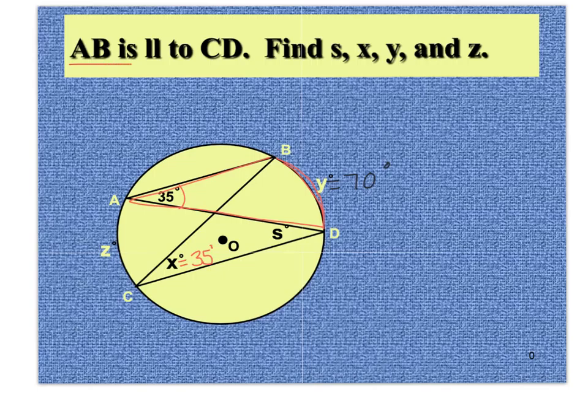And since it says that AB is parallel to CD, that means the arcs in between them are congruent. I already found that Y was equal to 70 degrees, so I can assume that Z has a value of 70 degrees as well. And the last thing that I can find at this moment in time is S. So angle S is an inscribed angle. I see the vertex on the circle that intercepts arc AC, which I just found to have been 70 degrees. So now I know that angle D has a value of 35 degrees if I take 1/2 of 70.